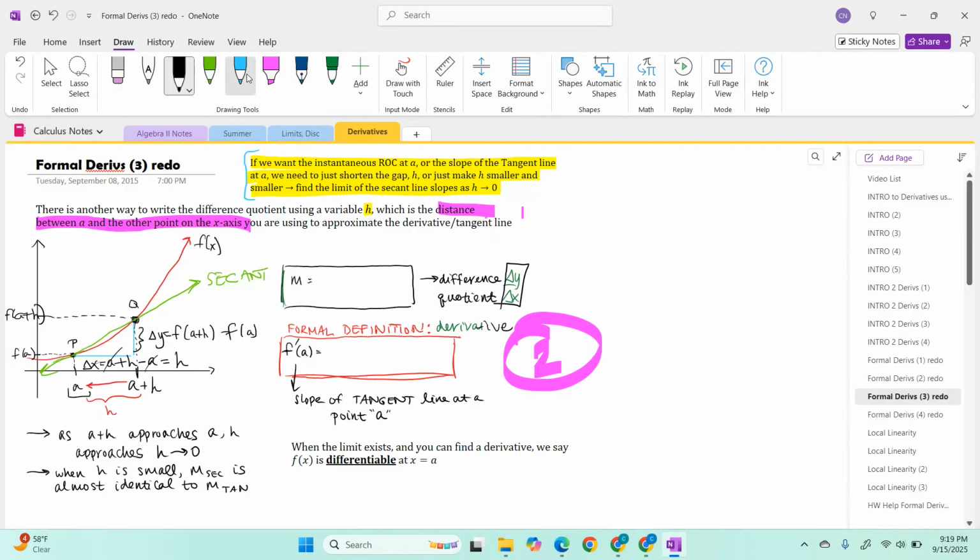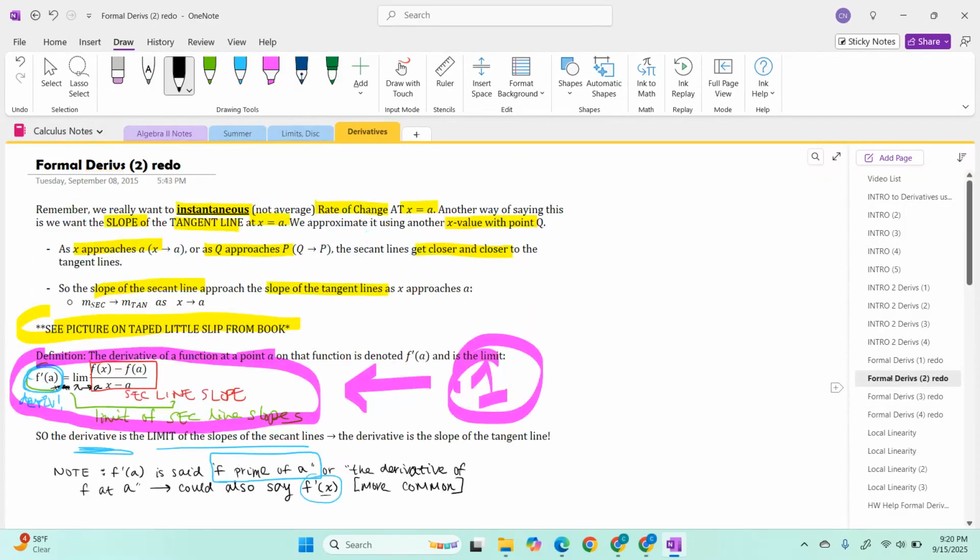Recall on the previous slide, the way we wrote it was f of x minus f of A all over x minus A, like you just wrote that down on the other slide. The way we're going to write it here is my change in y was f of A plus h minus f of A all over change in x, which is just h, because the A's canceled. So that means, can we write a formal definition of a derivative?